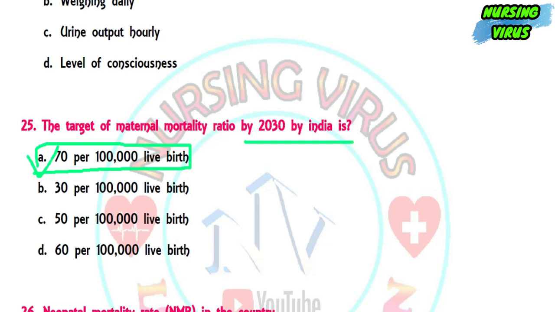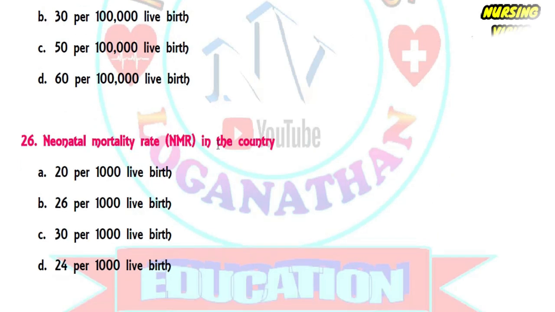So the next question: the neonatal mortality rate in our country. The options are 20 per 1000 live births, 26 per 1000 live births, 30 per 1000 live births, and 24 per 1000 live births. So option B, 26 per 1000 live births, is the appropriate answer for the NMR.